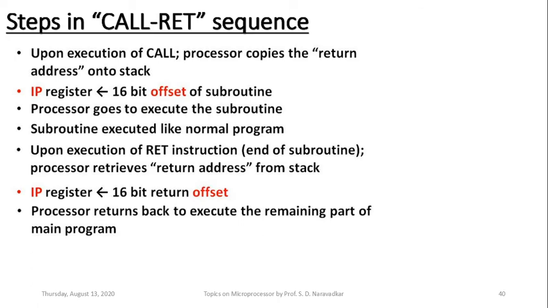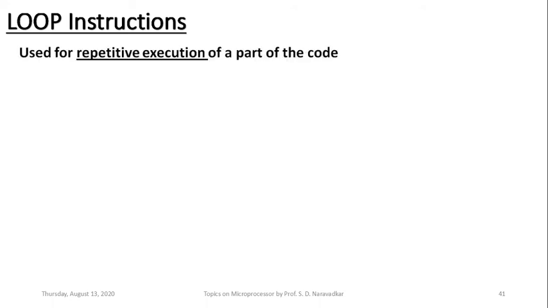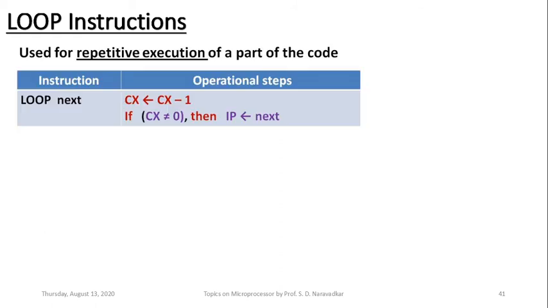So this is the proper call and return sequence in case of any Intel's microprocessor. Then towards the end of this particular lecture is the loop instructions. Basically, loop instructions are used for repetitive execution of a part of the corresponding program, corresponding code. It is used for looping purposes, for iterative purposes. So let us see the corresponding loop instructions.